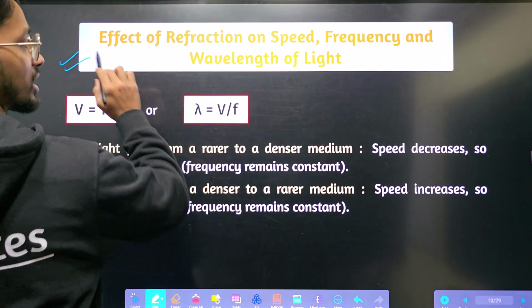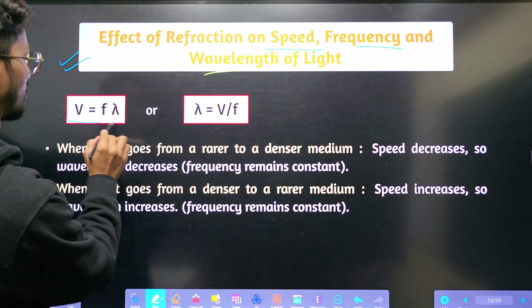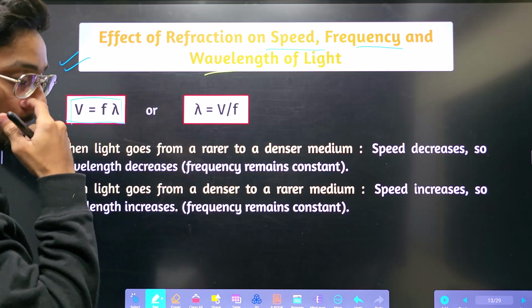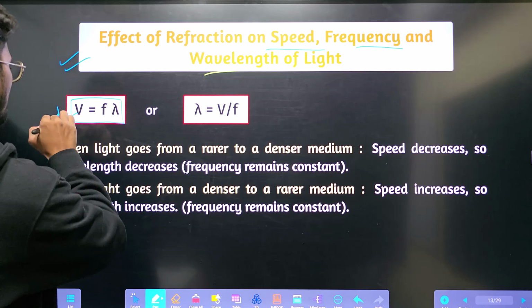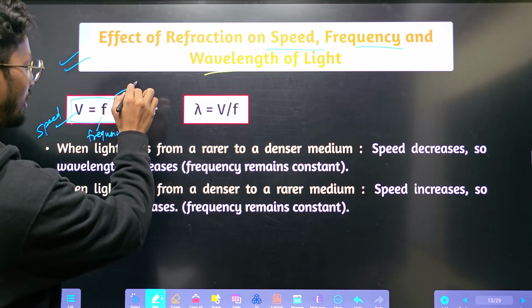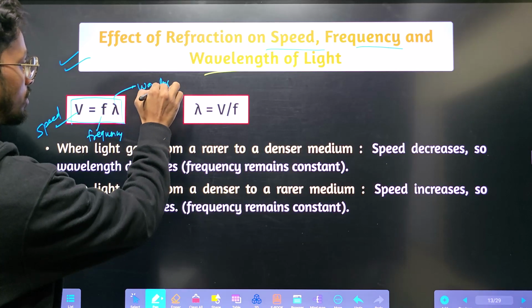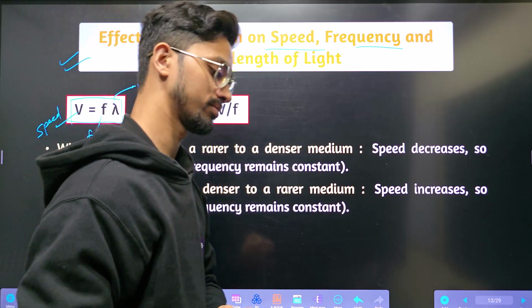Next, effect of refractive index on speed, frequency and wavelength of light. We know that V is equal to F lambda, where V is speed, F is frequency and lambda is wavelength. So lambda is equal to V by F.